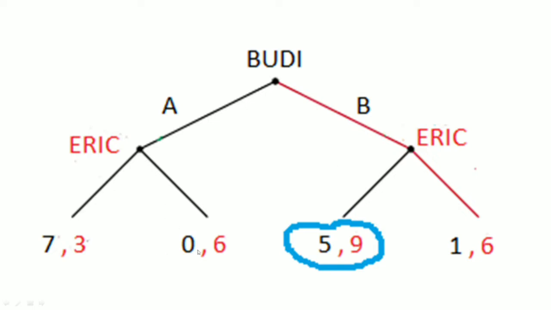Why? Because Eric has a choice of getting a 6 or a 3, where if he's very rational, he's probably going to choose 6. And probably in the end, Budi is probably going to get 0, right? If he chooses A. So yes, a sequential game focuses on these kinds of things.